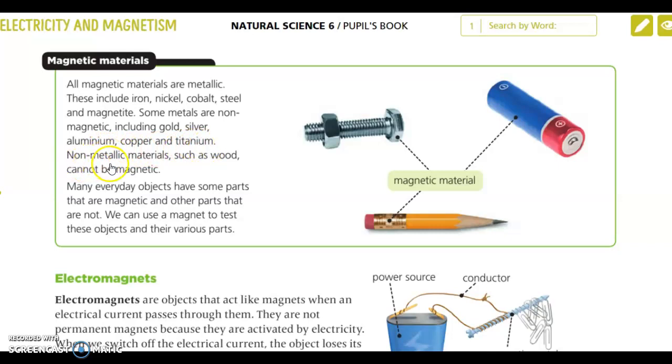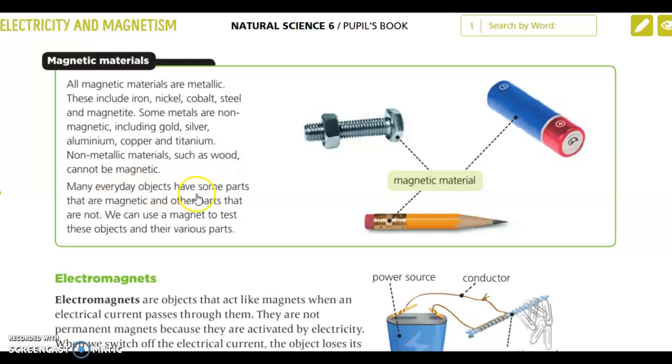And non-metallic materials such as wood cannot be magnetic, never ever. So they are not conductors, right? These are very good conductors, and these ones are not conductors, for example, wood.